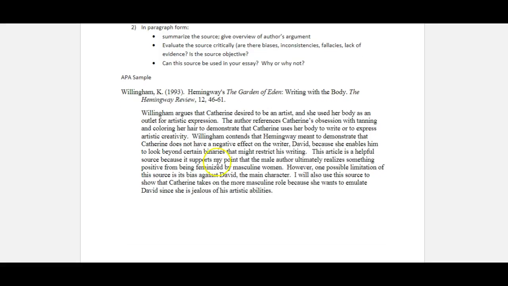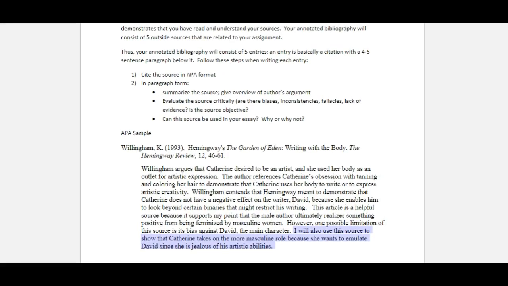As you can see, I summarize the article. I go ahead and evaluate it, and then I say if I'm going to use it at the very end. So again, the annotated bibliography is fairly short. All you have to do is cite the source and then answer these 3 bullet points in a paragraph underneath the source. One thing to keep in mind is that your annotated bibliography is going to be organized in alphabetical order, just like you would organize an APA reference page.